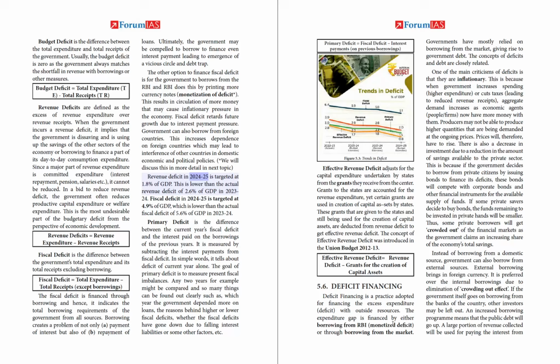Revenue deficit in 2024-25 is targeted at 1.8% of GDP. This is lower than the actual revenue deficit of 2.6% of GDP in 2023-24. Fiscal deficit in 2024-25 is targeted at 4.9% of GDP, which is lower than the actual fiscal deficit of 5.6% of GDP in 2023-24.